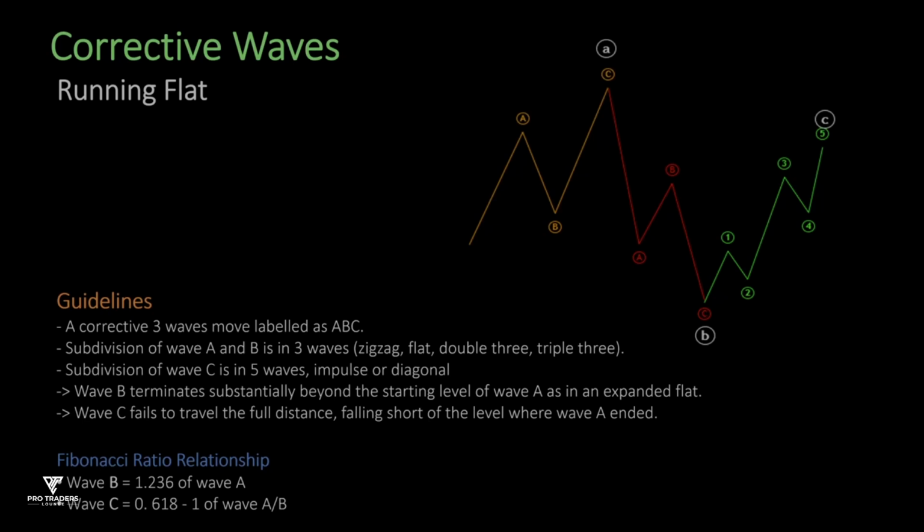For Fibonacci ratios, we have wave B usually ends near the 1.236 of wave A, and wave C going to be ending at 0.618 or 1 of wave A and B.